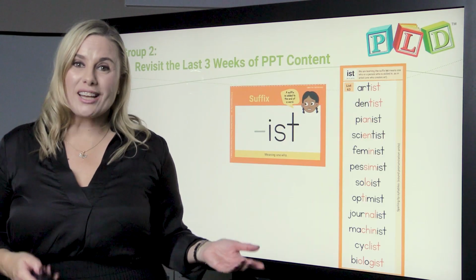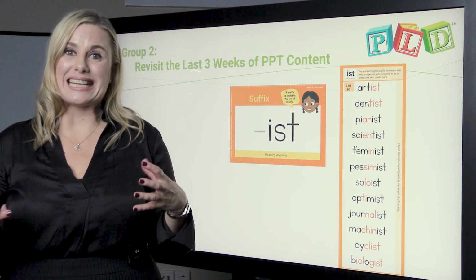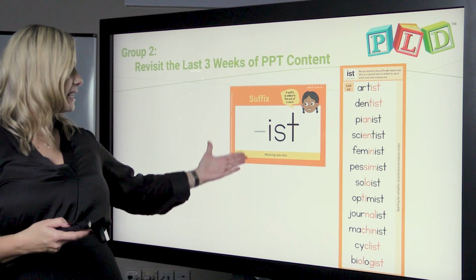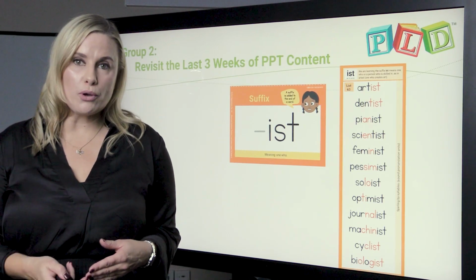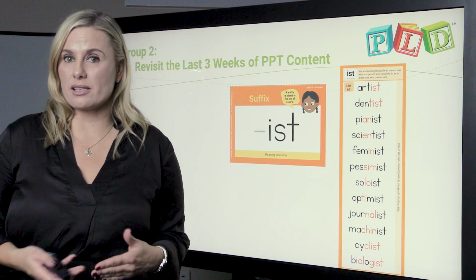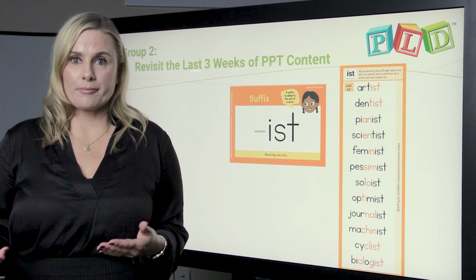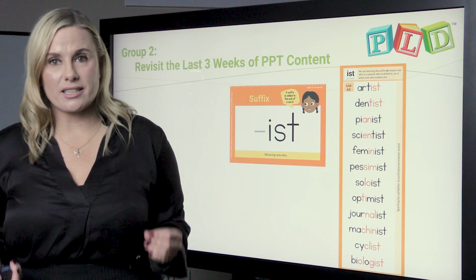Group 2, over the last 3 weeks, we have been learning suffixes, and we've been looking at the suffix ist. What did ist mean? It is one who. What is the name of the person who practices science? Go. The word I was looking for, group 2, was scientist.